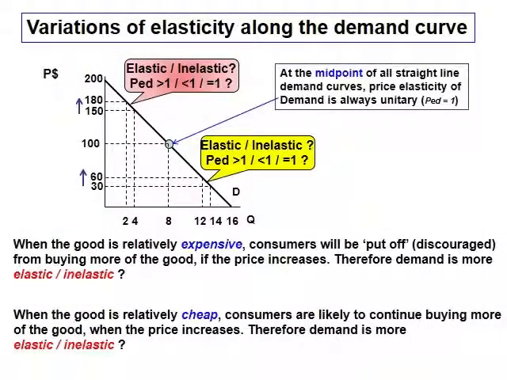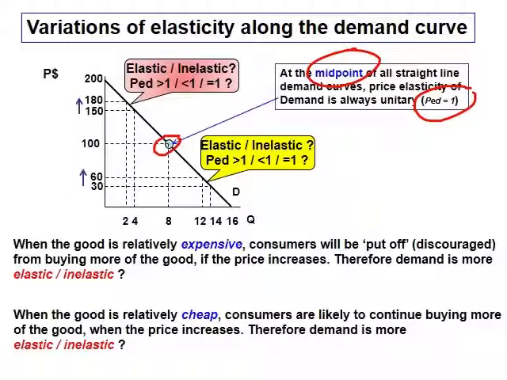Now, the last thing we want to look at about price elasticity of demand is that even though the demand curve is a straight line, elasticity is different as you go up and down the curve. Remind yourself also that price elasticity of demand doesn't measure the gradient of the curve, so it's not constant. So here we can see that at the midpoint of all straight line demand curves, price elasticity is equal to 1. In other words, it's unitary.